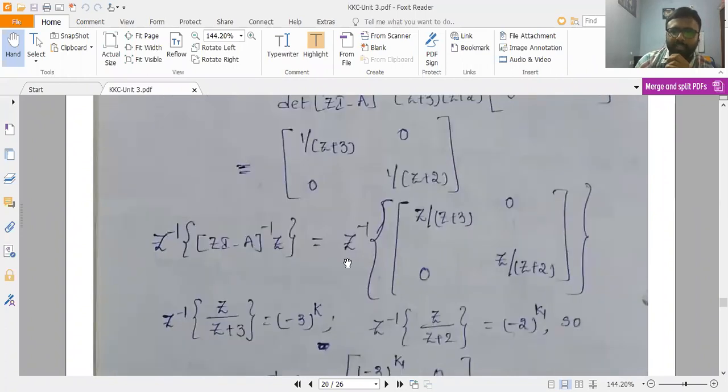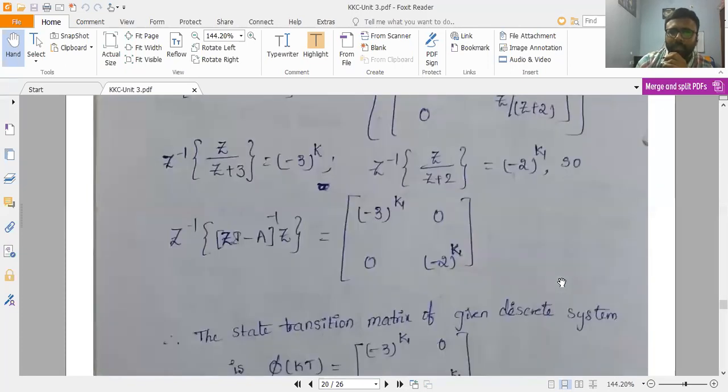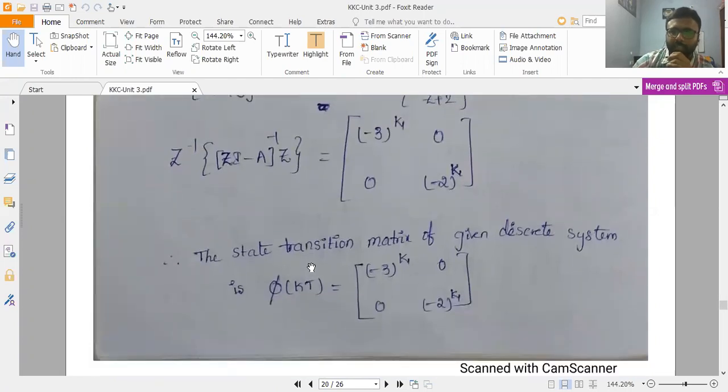Taking the z inverse for this one with the multiplication of z, we are going to get z inverse of z divided by z plus 3 and z divided by z plus 2. So the inverse Z transform for this one is minus 3 whole power k, and this is minus 2 whole power k. Therefore, the state transition matrix for this system is obtained as phi of kt is equal to minus 3 whole power k, 0, 0 and minus 2 whole power k.